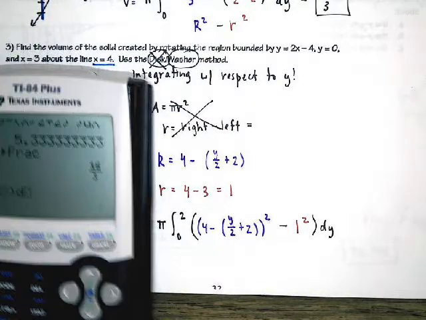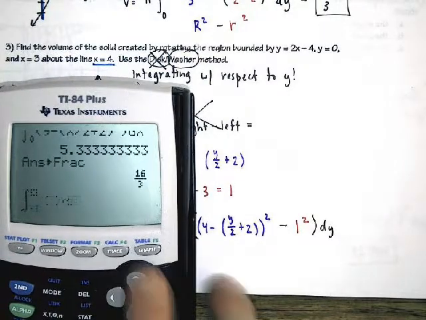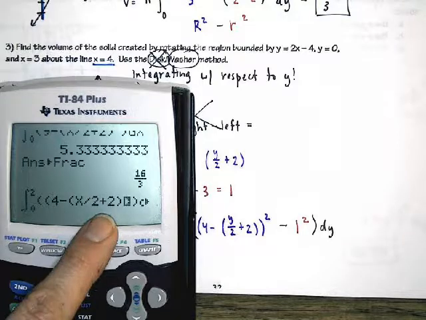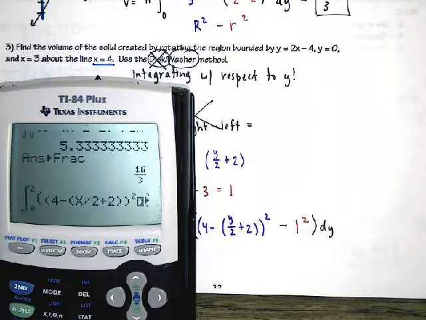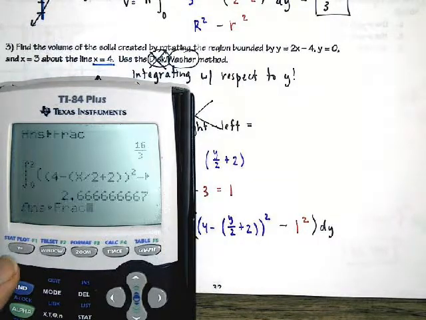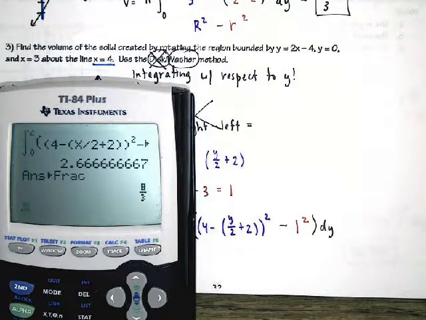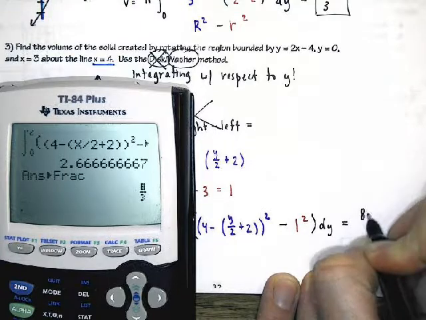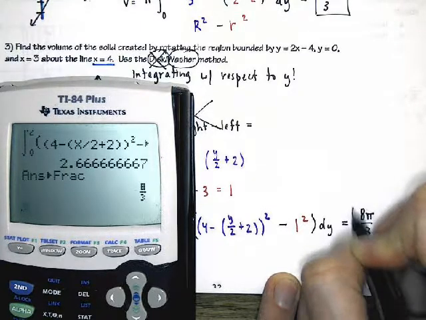So let's go ahead, pull up the calculator. Integrating from 0 to 2. Now I have to be careful with my parentheses. So I want 4 minus parentheses x divided by 2 plus 2. I'm going to close that first set, and I'm going to close the second set and square it. And then I'm going to subtract 1. And I've got my dx. So I get 8 over 3. I multiply by pi, and I get 8 pi over 3.